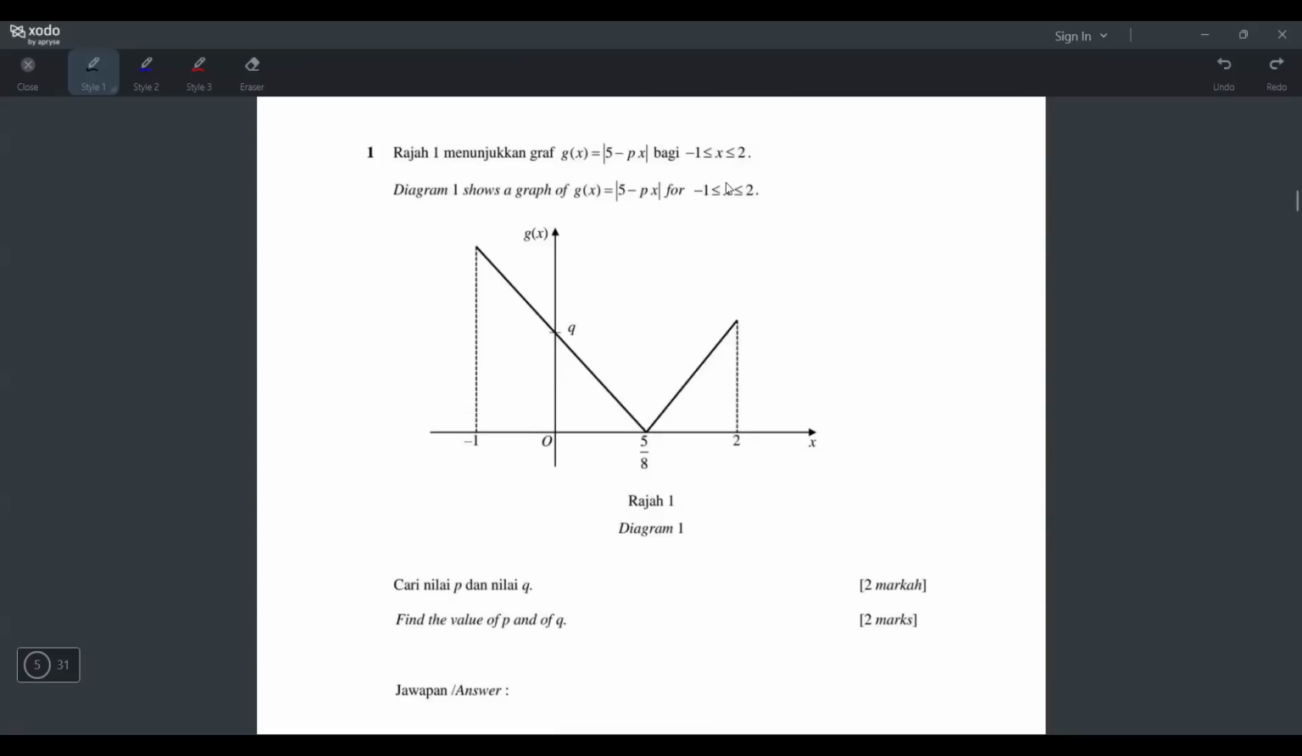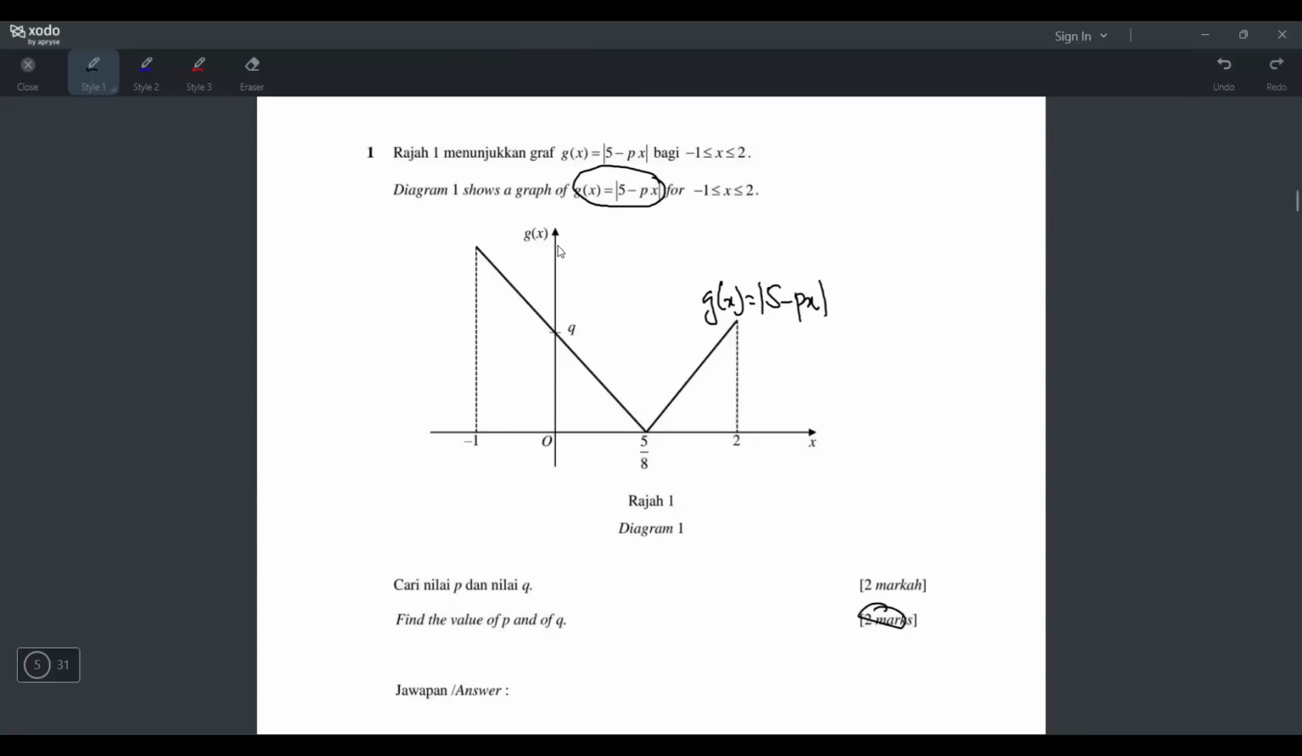All right, so it means there's a restriction to the graph, right? They want to restrict the x coordinate for the first point to be -1 and the last point to be 2. Okay, they give us the equation of the graph. Let's write down g(x) equals modulus 5 minus px. And then they give us some points here, and they said find the value of p and q, 2 marks.